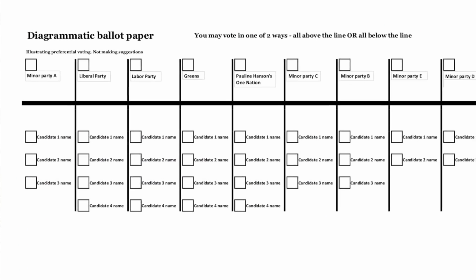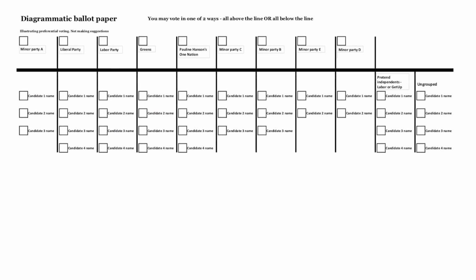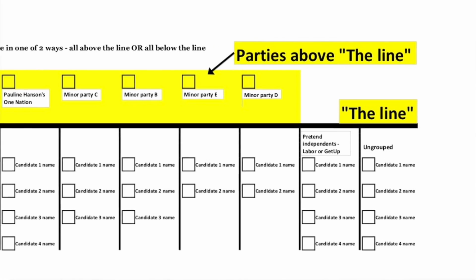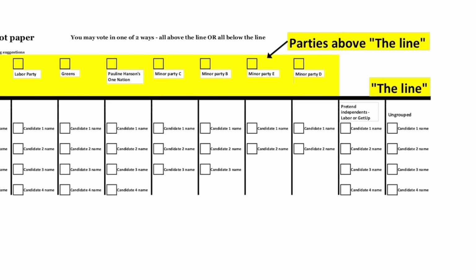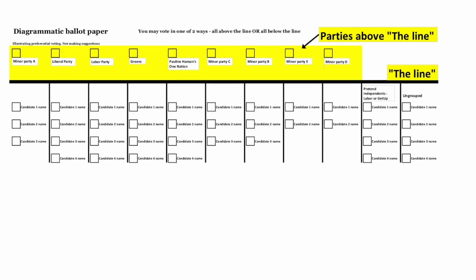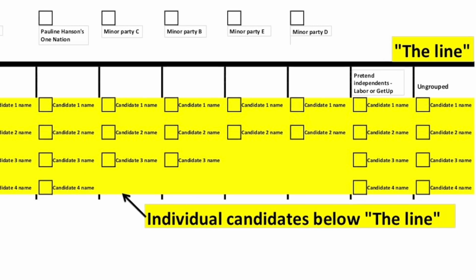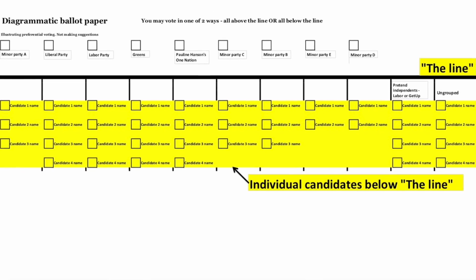A One Nation controlled Senate will ensure that the views of Australians are heard and is the only way to stop the Greens and Labor from destroying our culture, values, way of life, and everything we have all worked hard to achieve. The most important thing to remember when voting in the Senate is that voters have a choice of two methods: voting either for parties above the line or for individual candidates below the line.